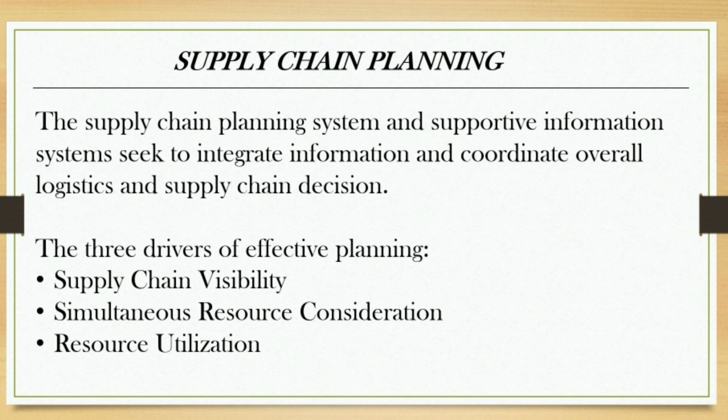So, supply chain planning systems and supportive information systems seek to integrate information and coordinate overall logistics and supply chain decisions. The three drivers of effective planning are supply chain visibility, simultaneous resource consideration, and resource utilization.